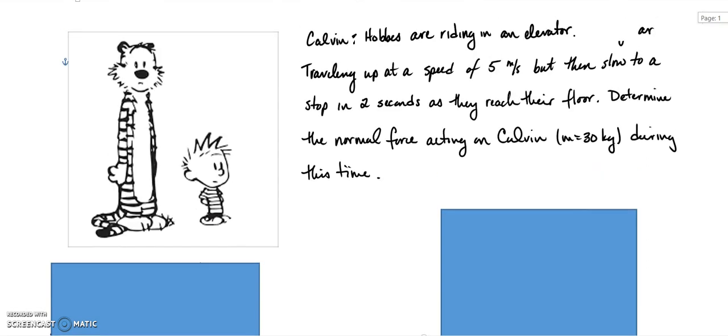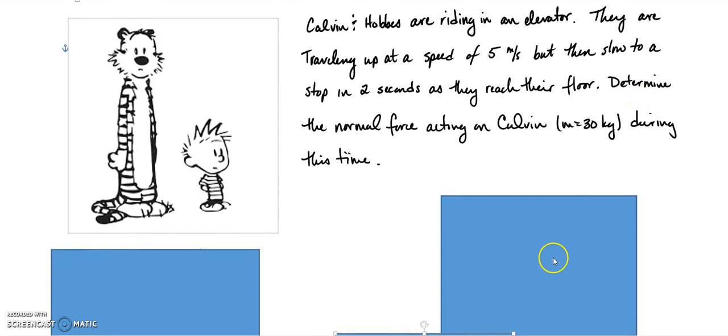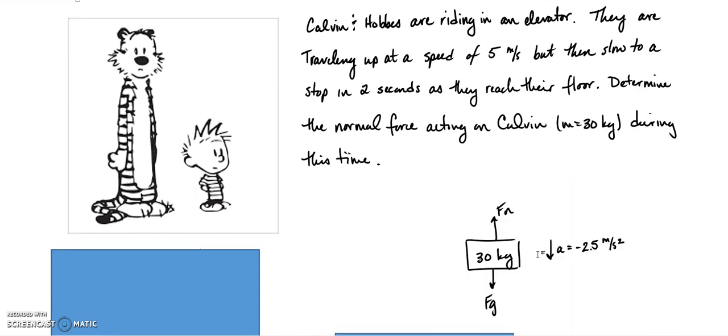But in case you had a hard time drawing the force diagram, or not sure if you did it right, here is my force diagram. So let's see how that went for me. There's my force diagram. You've got your normal force pointing up, gravity's pointing down, there's Calvin, and we have an acceleration that's negative because it's traveling upwards, but you are slowing down. So you're traveling upwards, so the net force has to be against you to slow you down instead of speed you up, so therefore you have a downwards acceleration, which is going to become a negative in our equations.